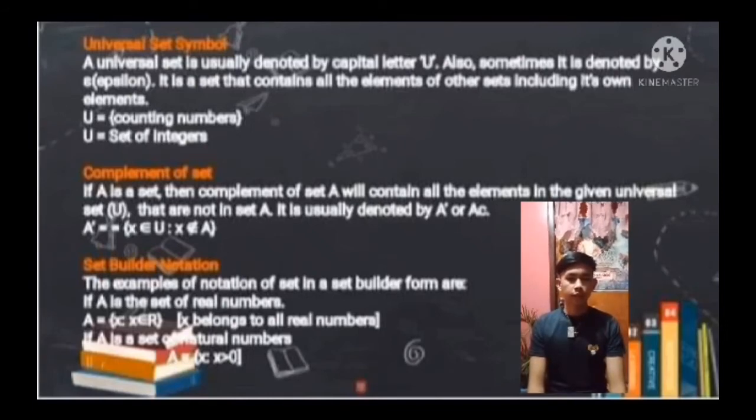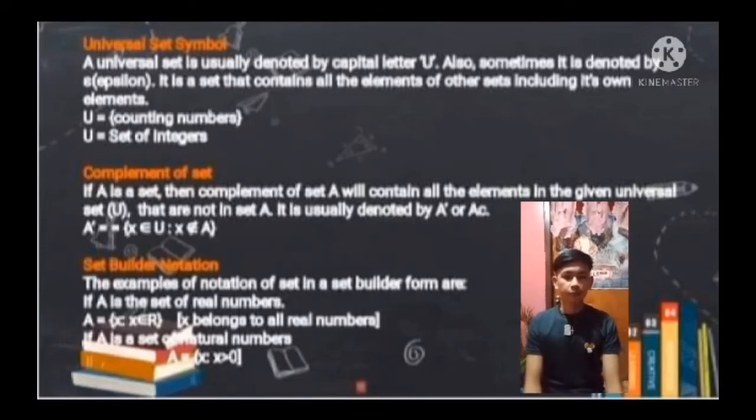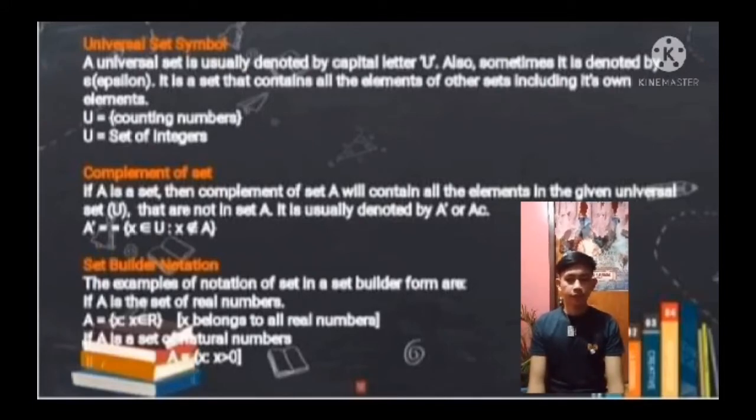Complement of a set. If A is a set, then the complement of set A will contain all the elements in the given universal set U that are not in the set A. It is usually denoted by A' or A^C. A' is equal to elements of the universal set, denoting not an element of the set.